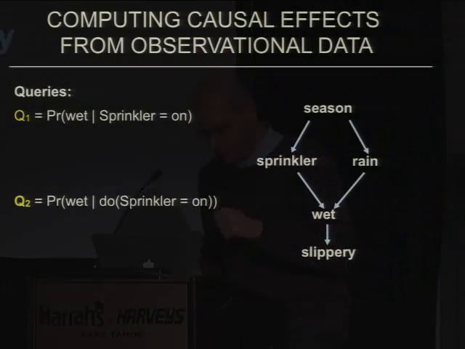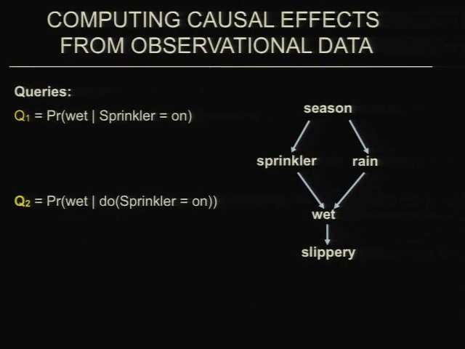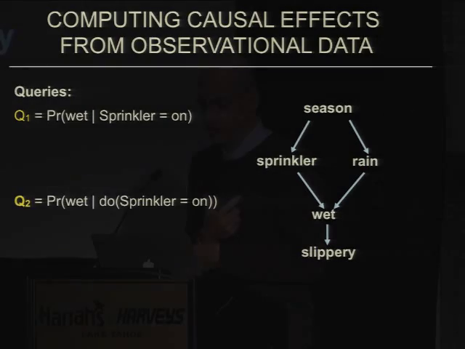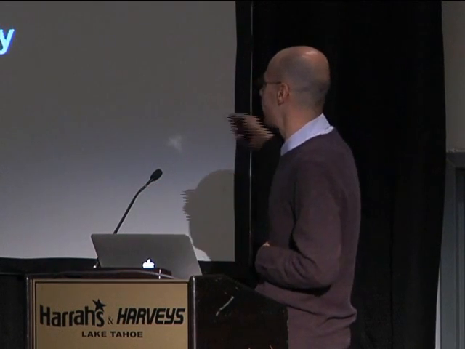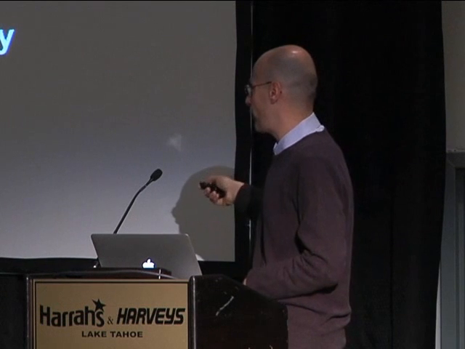What I would like to do now is to show how you can really compute the effect of the intervention from observational data. And I will try to contrast a query that we are used to, probability of evidence, with the causal query. The probability of evidence, the way that I see it, is the following. You're trying to get a probability. This is a classical example: season, sprinkler, rain, wetness, and slippery. And I'm trying to compute the probability of wet given sprinkler equal to 1.